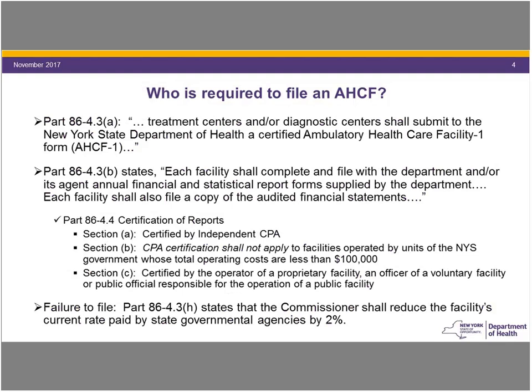Our regulations are in 86.4.3. 4.3b talks about the cost report, and it talks about the audited financial statements. 86.4.4 talks about the certification of the reports. It needs to be CPA certified. However, if you're operated by units of the New York State government whose total operating costs are less than $100,000, you do not have to have it CPA certified. You still have to submit a cost report, but it does not have to be CPA certified. So that's the one exemption that we have.